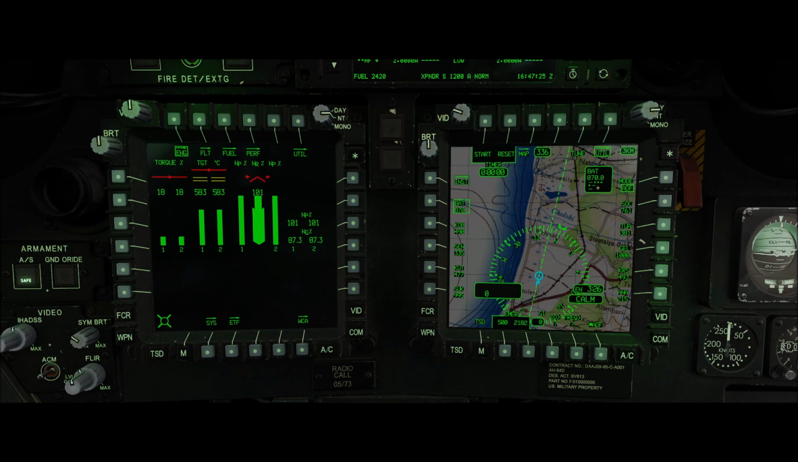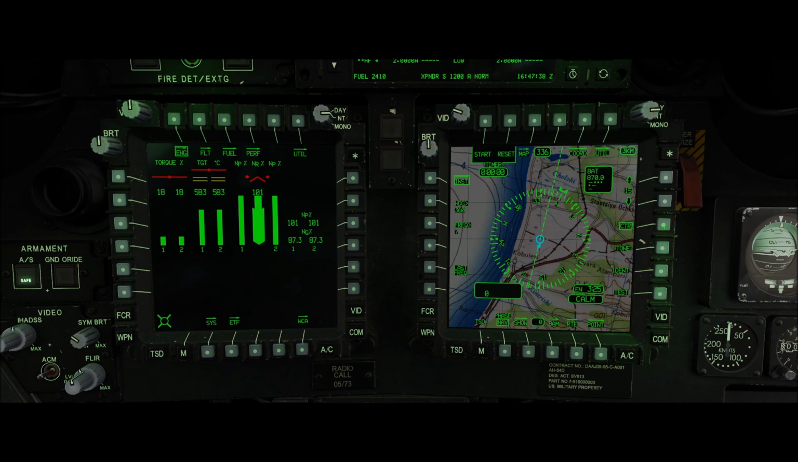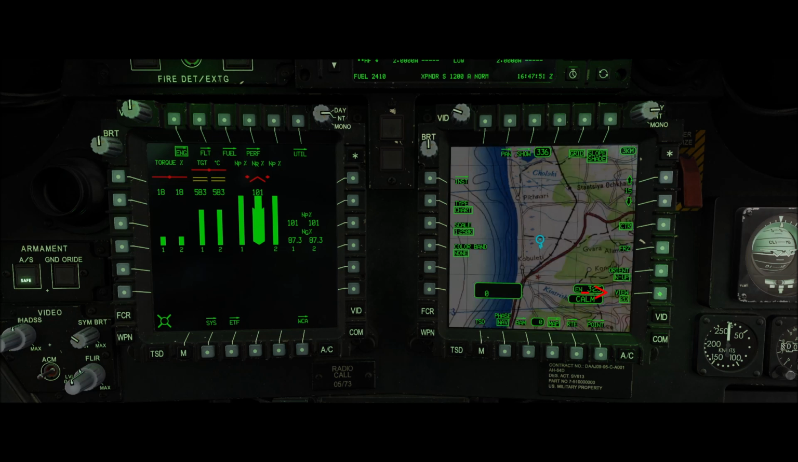The next thing I like to do is go to Utilities, then Center, back up to Map, over to Orientation, North up, back to Instrument, and down for our heading.